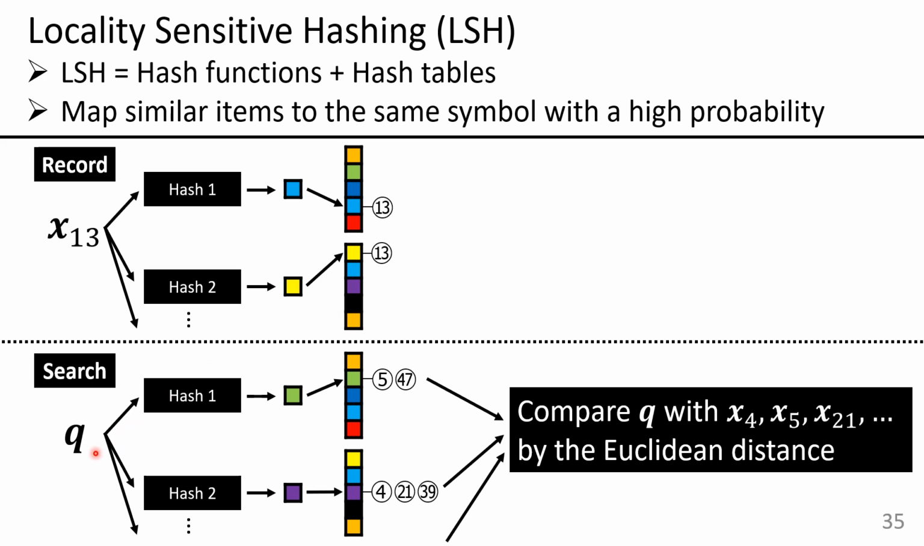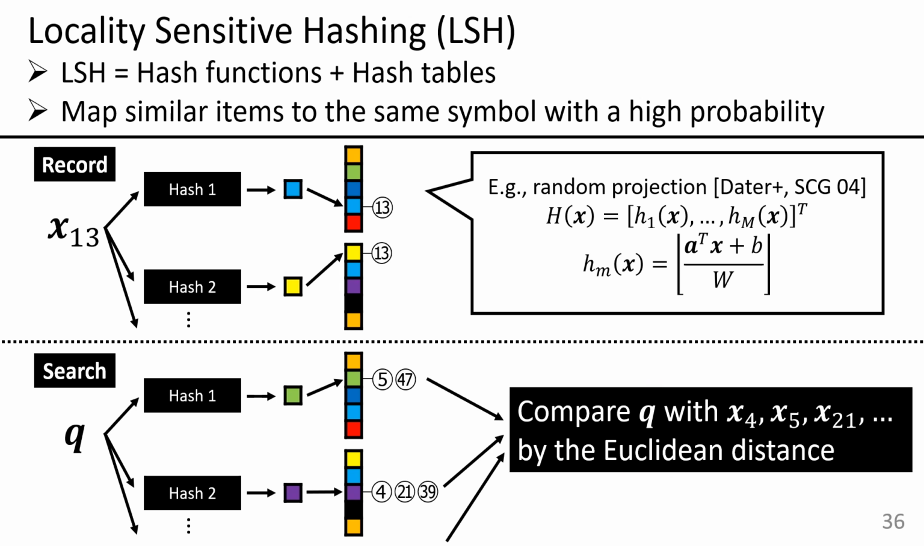In the search phase, given the query vector Q, again we compute a hash function here. This is a symbol. Then we can see these associated items here. They are the potential candidates for the final result. So we take these, and in the same manner, we compute from the other hash tables and collect them. Then we compare Q with these items by the Euclidean distance. This is post-processing. This is LSH.